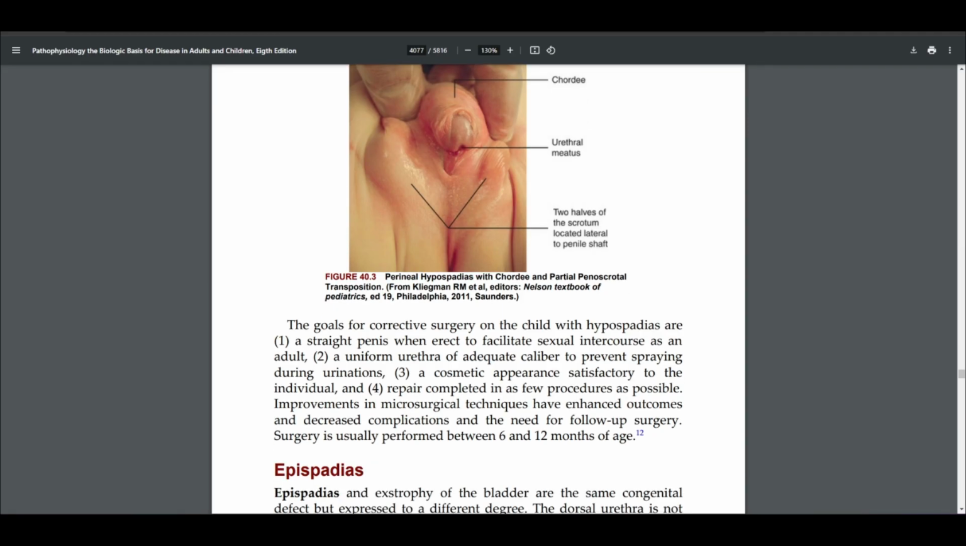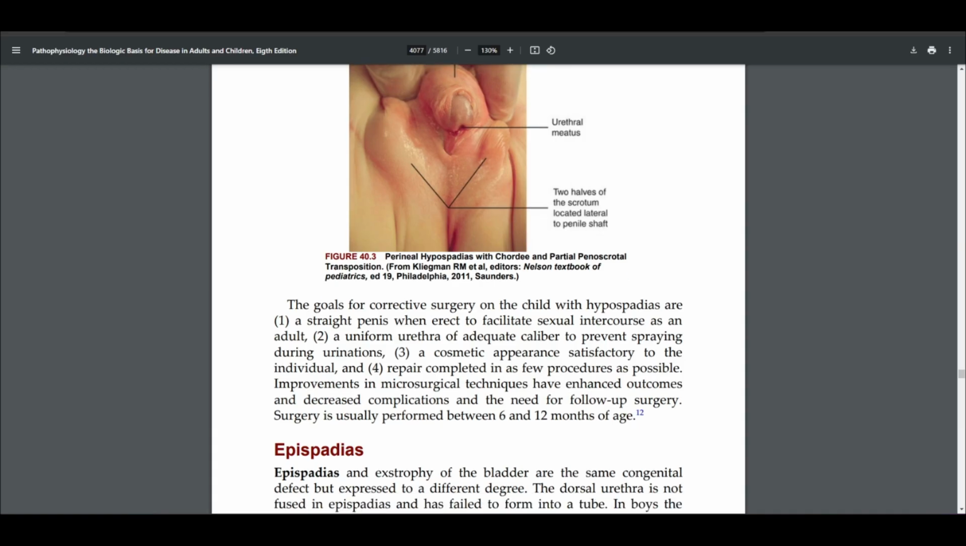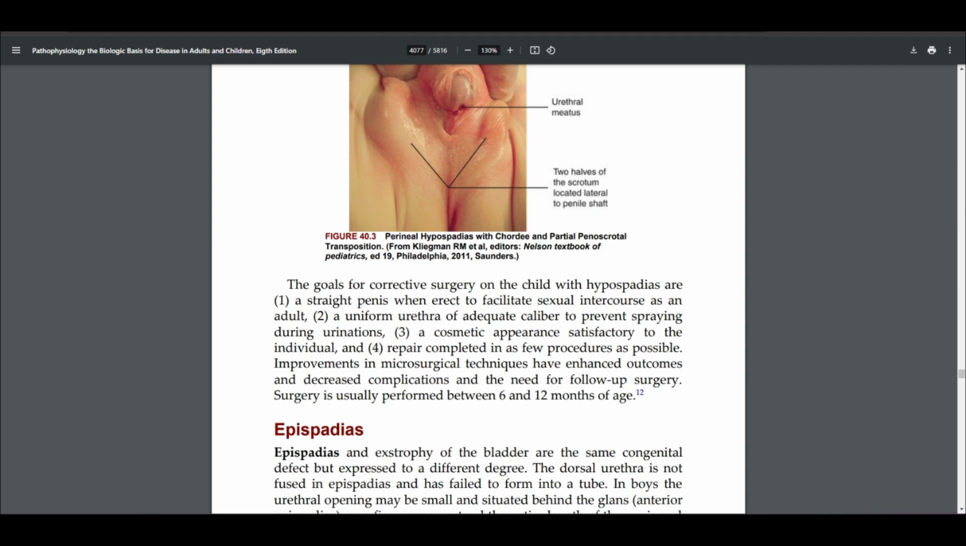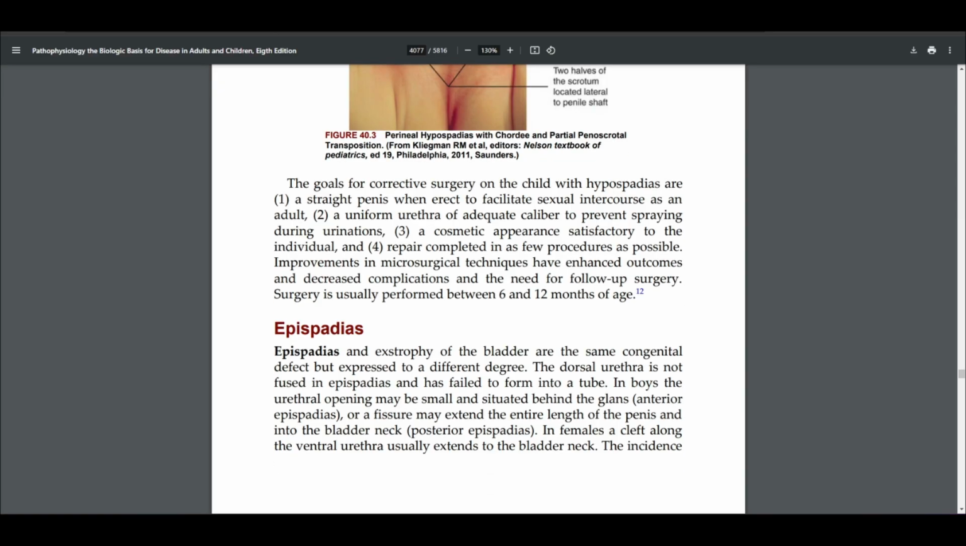The goals for corrective surgery on the child with a hypospadias are a straight penis when erect to facilitate sexual intercourse as an adult, a uniform urethra of adequate caliber to prevent spraying during urination, a cosmetic appearance satisfactory to the individual, and repair completed in as few procedures as possible. Improvements in microsurgical techniques have enhanced outcomes and decreased complications and the need for follow-up surgery. Surgery is usually performed between 6 and 12 months of age.